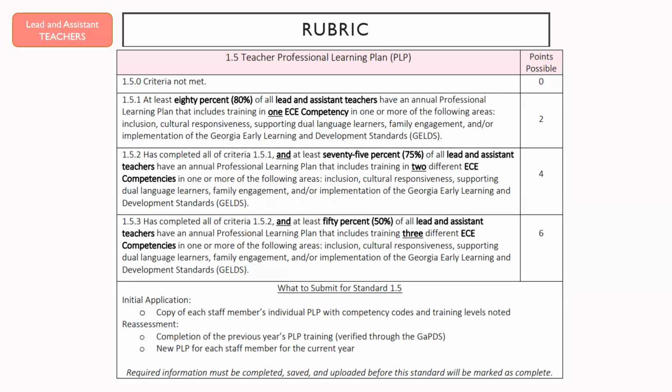And at the 6-point level, teachers will have to have completed all of the prior requirements, as well as at this level for 6 points, 50% of all lead and assistant teachers must have a PLP with 3 ECE competencies in the focus trainings of inclusion, cultural responsiveness, supporting dual language learners, family engagement, and or implementation of the GELS, our Georgia Early Learning and Development Standards, to receive 6 points.